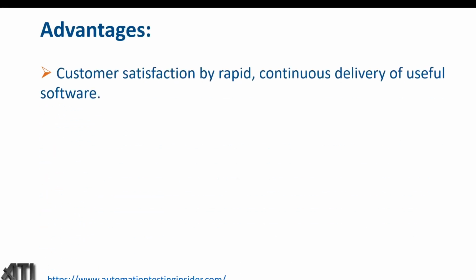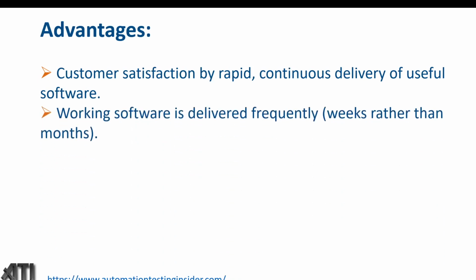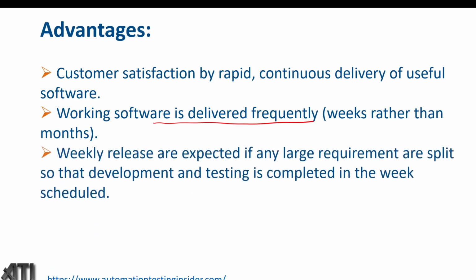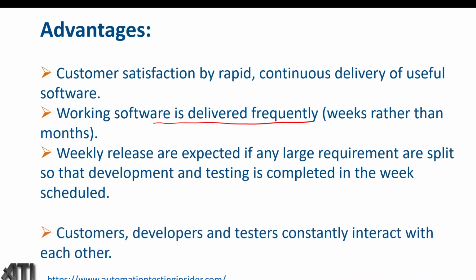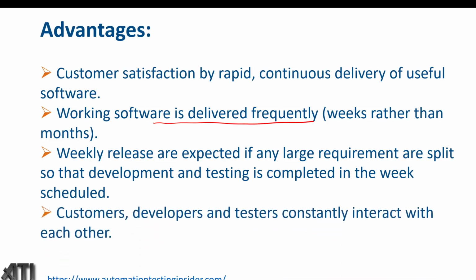So what are the different advantages of the agile process, guys? Customer satisfaction by rapid, continuous delivery of useful software, and working software is delivered frequently. This is an important point about the agile development model. Quick releases are expected, and large requirements are split so that development and testing is completed in a weekly schedule. And customers, developers, and testers constantly interact with each other.